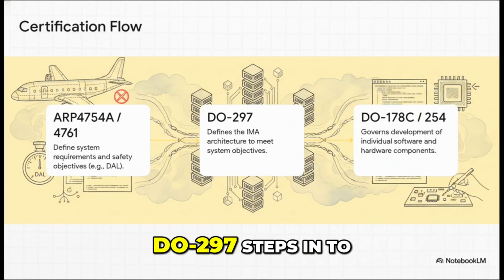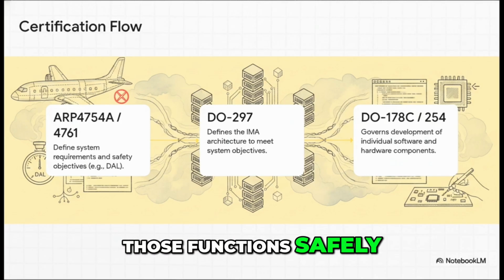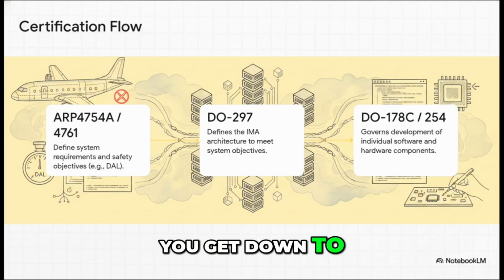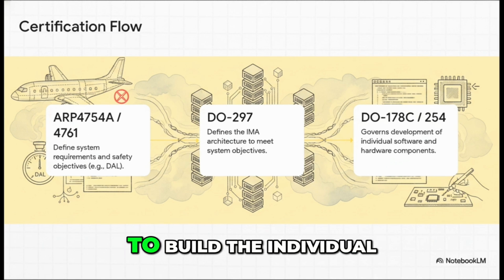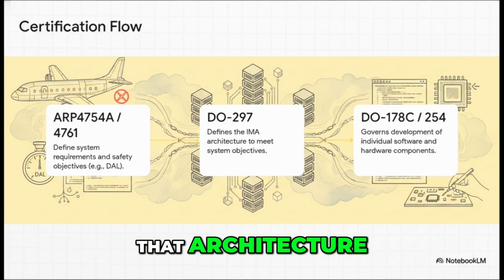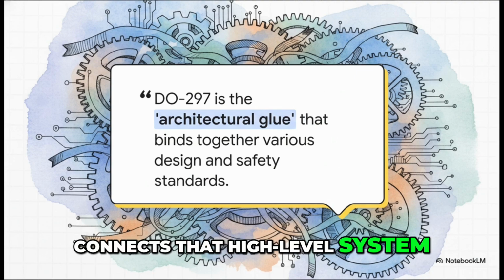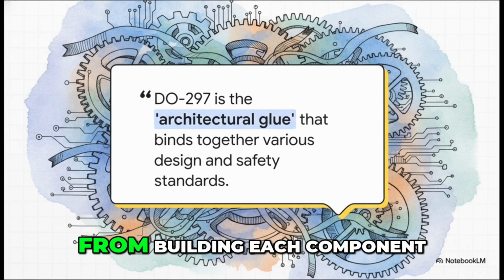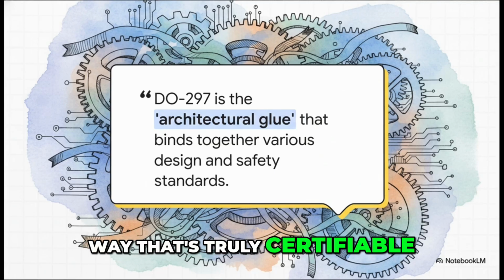Then, DO-297 steps in to define the integrated architecture that can host all those functions safely. And finally, you get down to the nitty-gritty of development, using DO-178C and DO-254 to build the individual software and hardware components that will live inside that architecture. This is why that quote is so perfect. DO-297 really is the architectural glue. It's the critical link in the chain that connects that high-level system safety case to the low-level evidence you get from building each component. It makes sure everything comes together in a way that's truly certifiable.